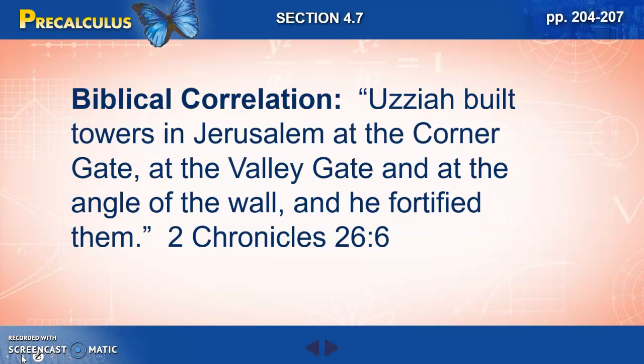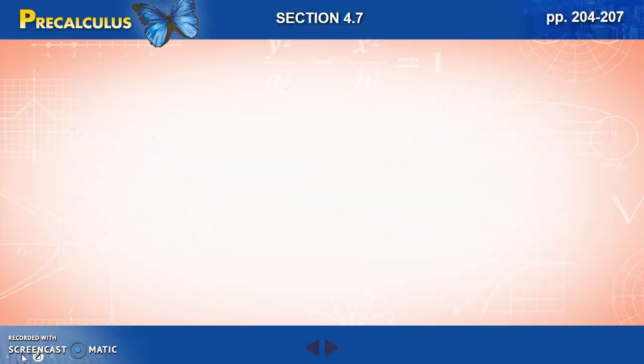Our biblical correlation comes from 2 Chronicles 26:6, which says, Uzziah built towers in Jerusalem at the corner gate, at the valley gate, and at the angle of the wall, and he fortified them. So we know Uzziah was using his math to build a structure. You might use these logarithms when you're doing AP calculus, trying to find the area of a surface that's not a nice, neat rectangle, but a curvy surface, like the area of a lake. There are all different kinds of ways that we can use these math skills to do what God has tasked us to do, which is, by the creation mandate, take care of his creation.